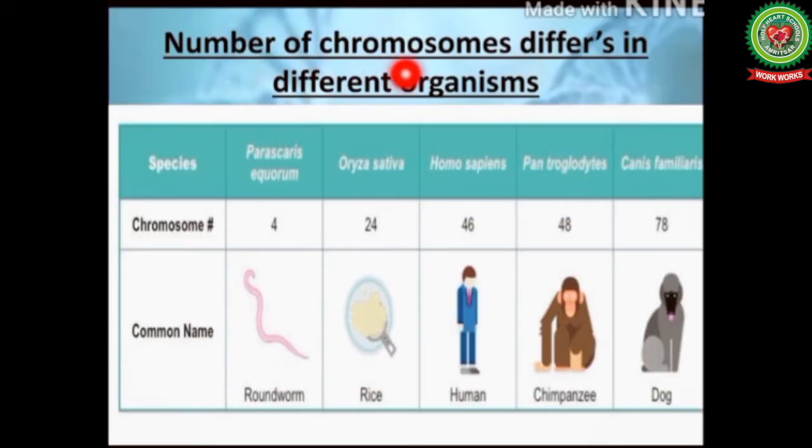Next, the number of chromosomes differs in different organisms. According to the organism, there are different numbers of chromosomes. For example, roundworm has 4 chromosomes, rice has 24 chromosomes, humans have 46 chromosomes, that is equal to 23 pairs. Chimpanzees have 48 chromosomes and a dog has 78 chromosomes. The number of chromosomes does not depend on the size of an organism.